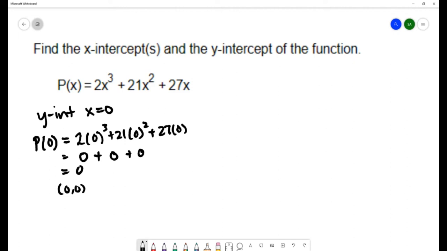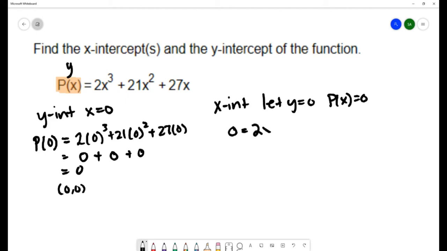Now let's find those x-intercepts. To find the x-intercept, you're going to let y equal 0. Now we don't have a y here, but we know this p of x is the same thing as y. So we're going to let p of x equal 0, and that's going to give us this equation: 0 equals 2x cubed plus 21x squared plus 27x.